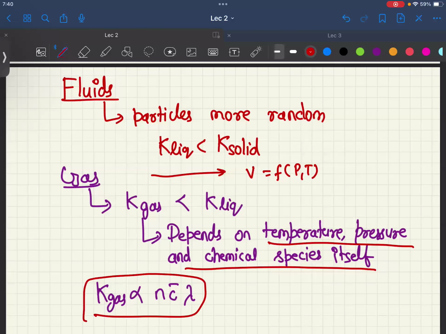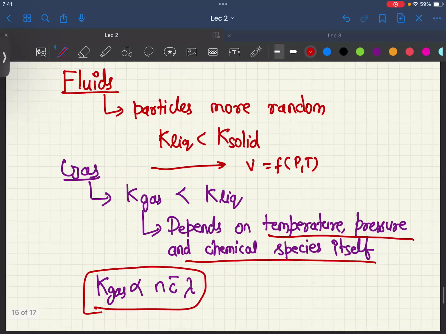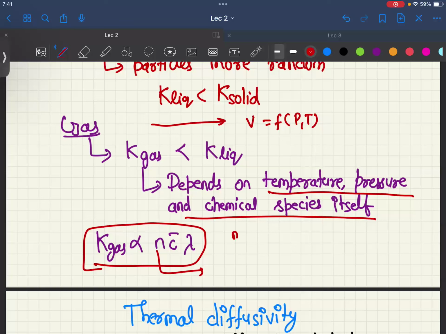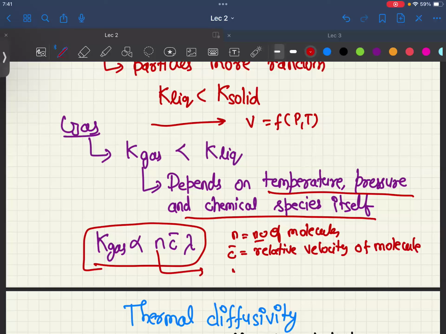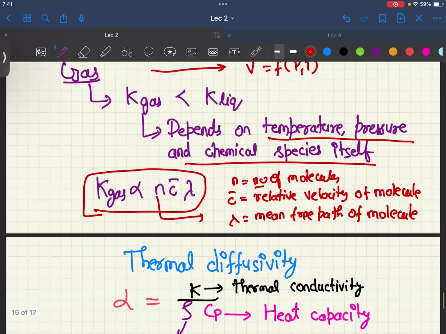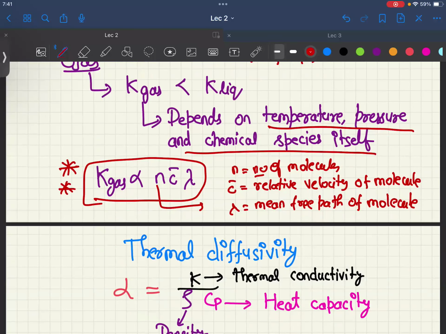So the typical expression for that is that thermal conductivity of gas is directly proportional to the number of molecules. So n is the number of molecules, c bar is the relative speed of the molecule, relative velocity of the molecule, and lambda is the mean free path. Okay? Because of this reason, k of gas, or thermal conductivity of gas, is a function of the number of molecules, the relative velocity of the molecules, and the mean free path. Okay?